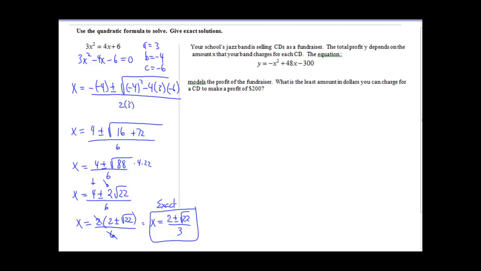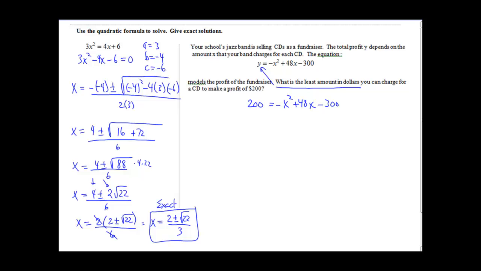We need to know the least amount of dollars you can charge for a CD to make a profit of $200. So if you realize we need a profit of $200, that's what's going to go here. We need to substitute in $200 for y, and then we need to solve for x. Now you notice we'll get two answers, and we need to figure out which one is the least one. So if we plug in, we're going to get 200 equals negative x squared plus 48x minus 300.